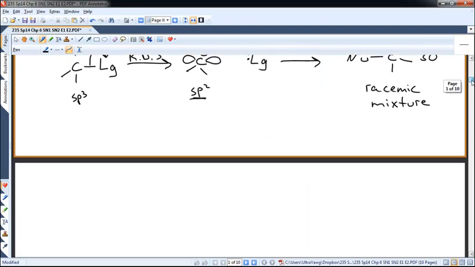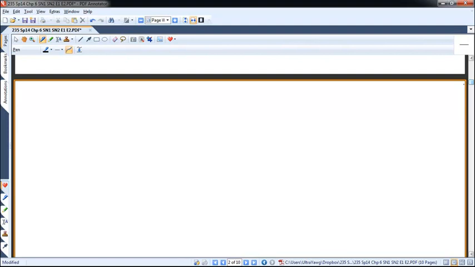What I want to look at now is the four major factors that you always need to consider when you're talking about SN chemistry, nucleophilic substitution chemistry. Four major factors.